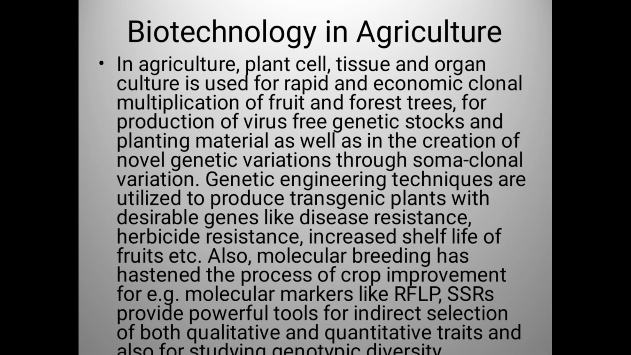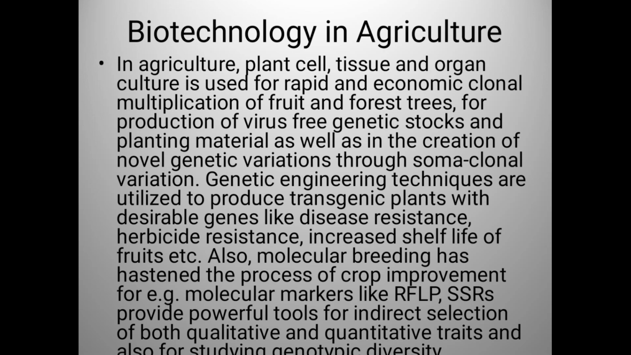So in agriculture, plant cell, tissue and organ culture is used for rapid and economic clonal multiplication of fruit and forestry species, for production of virus-free genetic stocks and planting material, as well as in the creation of novel genetic variation through somaclonal variations.